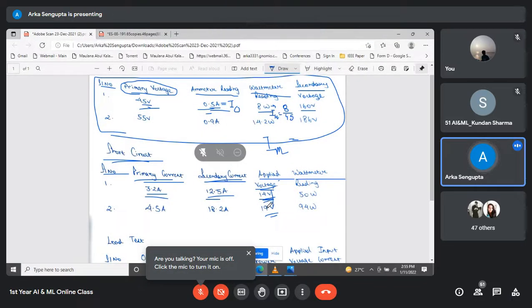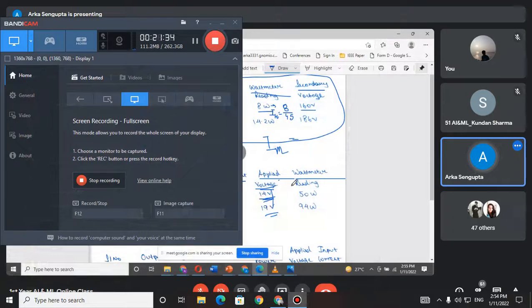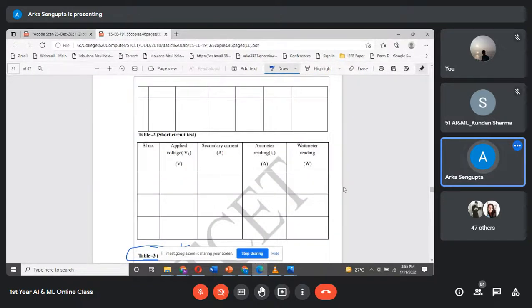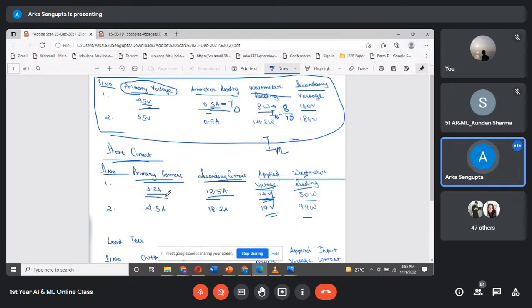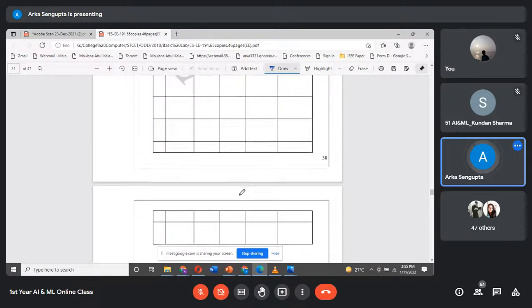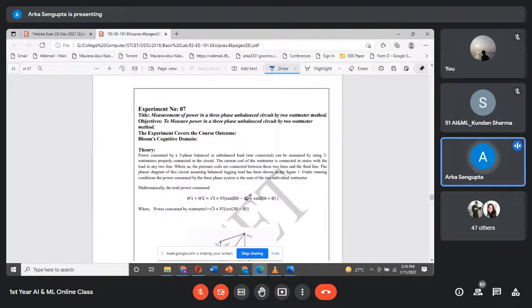This is taken as a reading from the system we have connected, and there is a wattmeter. That wattmeter gives us the reading for both the cases. Now you need to write all these things: applied voltage, secondary current, ammeter reading, and wattmeter reading, shown over here. Okay, this you need to write down. There is no calculation for the short circuit test. Any doubt?